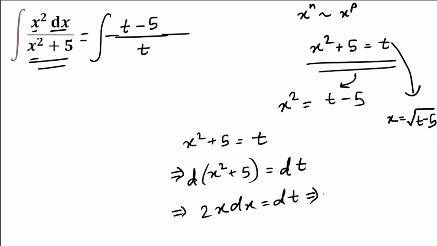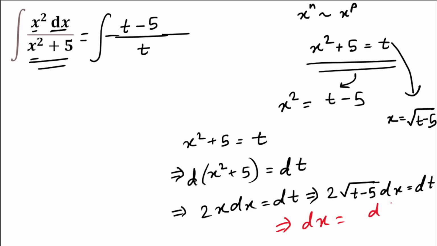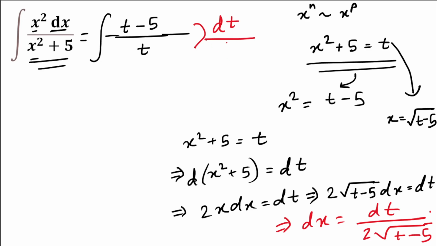And 2 under root t minus 5 dx equals dt. We can write it in this way. So finally what we have in our hands is dx equals dt by 2 under root t minus 5. Now we have to substitute this term in this equation. So if we try to do that, what will come is dt by 2 under root t minus 5.